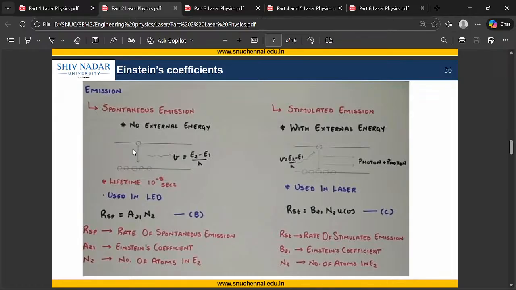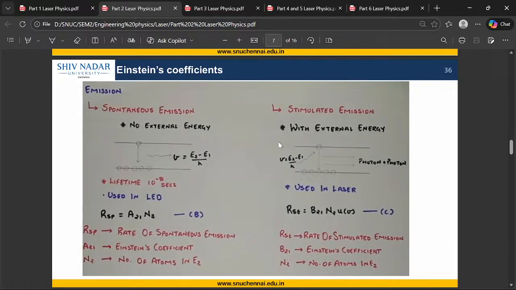But here you can see the lifetime of that emission is just 10 to the power minus 10 seconds, which is very low to perform the lasing action. So, with spontaneous emission, we cannot perform the lasing action.